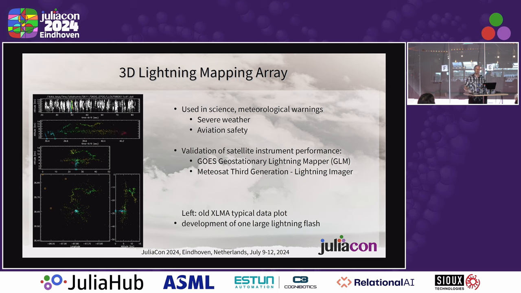So we're looking at whether lightning can also be used for predicting other types of severe weather, like tornadoes or large hail. Also, this kind of instrument is used for validation of satellite instruments, like the GOES Geostationary Lightning Mapper and the Meteosat Third Generation Lightning Imager, which has just gone online this week. And I can already integrate them with my plots.